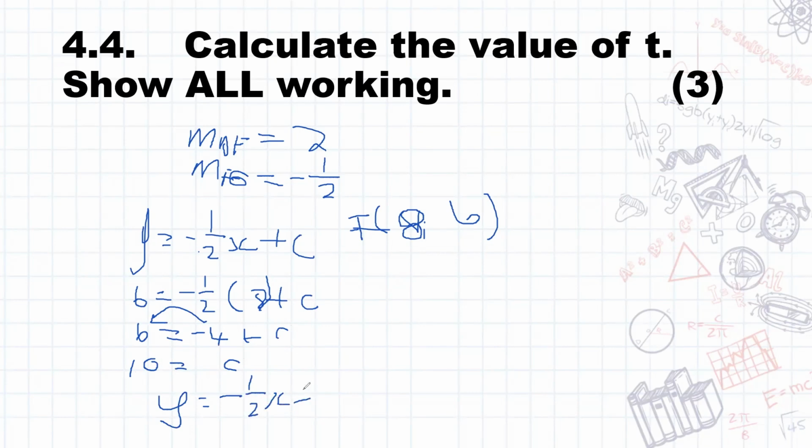So now we have our line equation, which is y is equal to negative a half x plus 10. Okay, but that isn't what they've actually asked us for. They've asked us for t. And we know that the G value, which we've been given, is (t, 0).